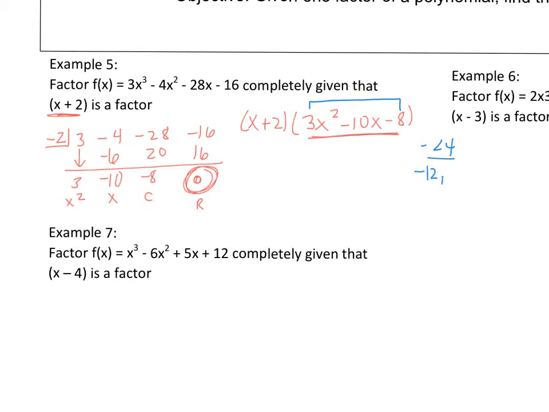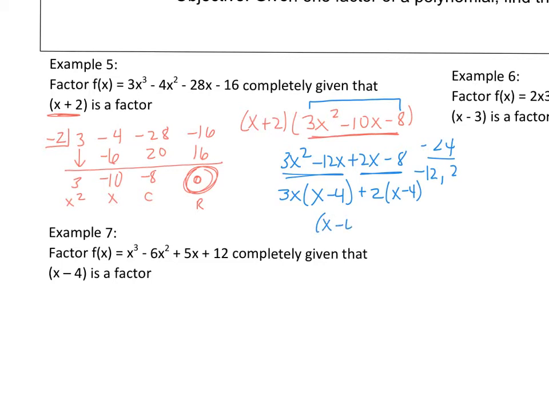So negative 12 and positive 2. And so we rewrite this using those two numbers. And then we're going to factor. GCF of the first two is 3x. We pull that out, we're left with x minus 4. Pull down that middle sign. GCF of the second two is 2. Divide that out, we are left with x minus 4. So we have what's inside and what's outside.